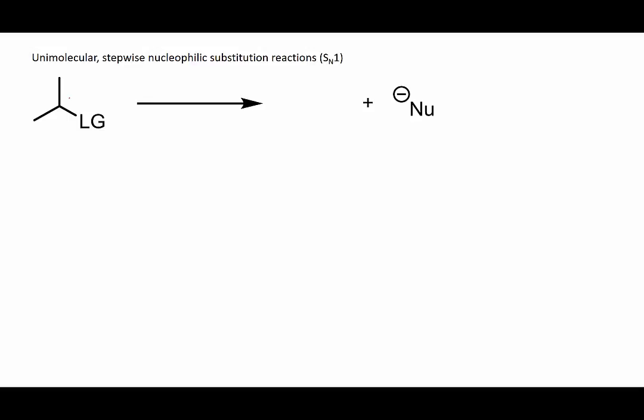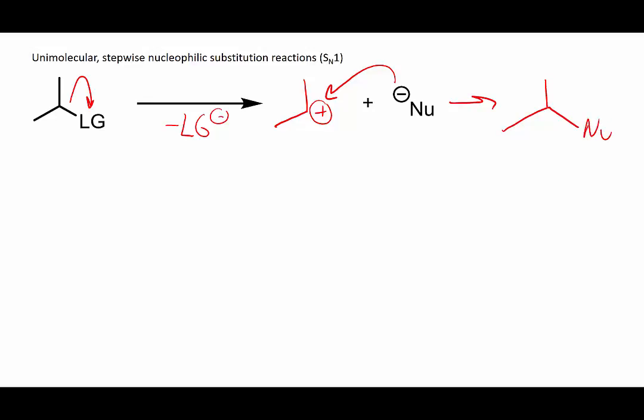In this type of mechanism, enough activation energy is provided so that the leaving group comes off of the substrate. This generates a carbocation. We lose the leaving group, and then in a second step, a faster step, the nucleophile attacks the carbocation to give us the desired product. Again, because the first step in this reaction is breaking of a bond which requires energy, the rate of this reaction is dependent only on the concentration of the substrate.